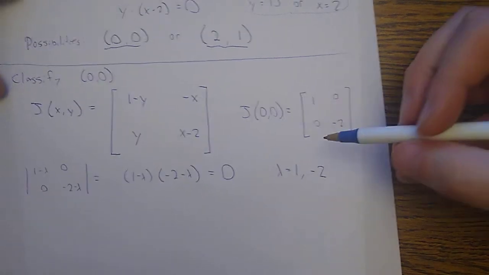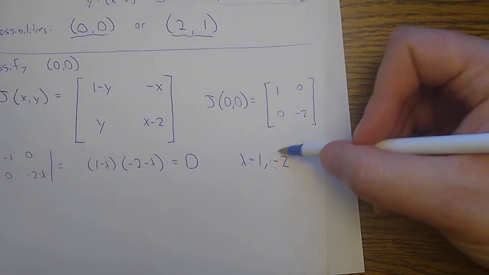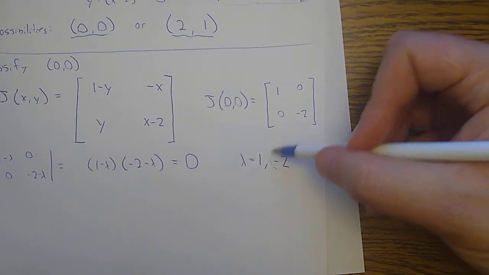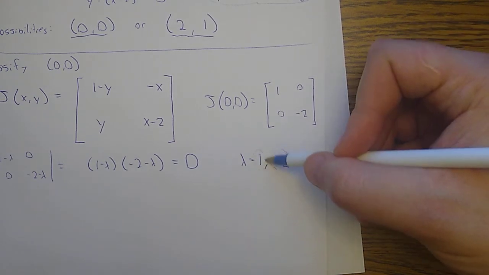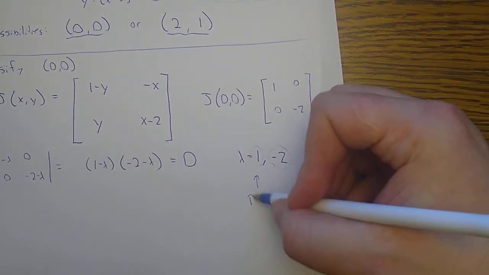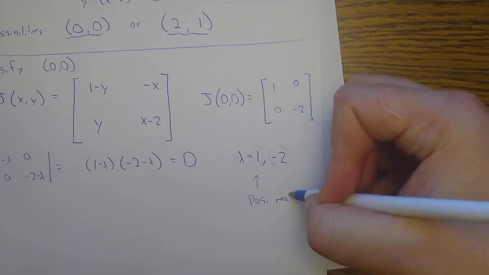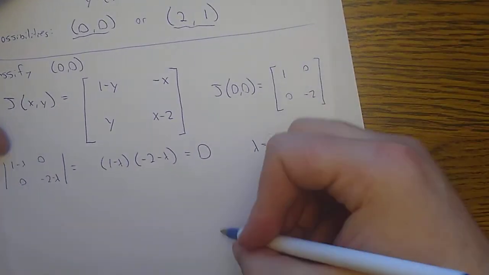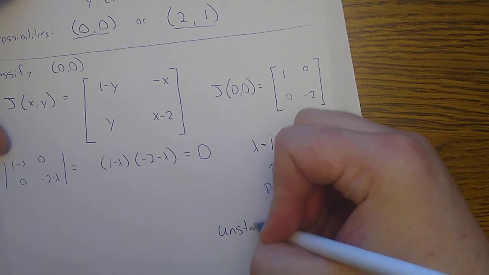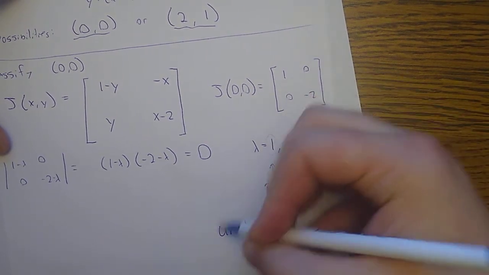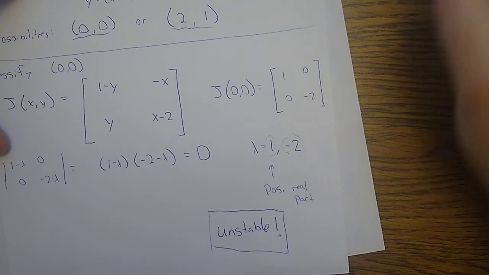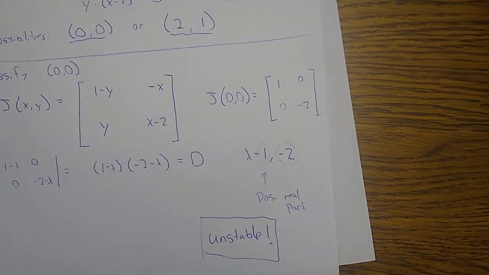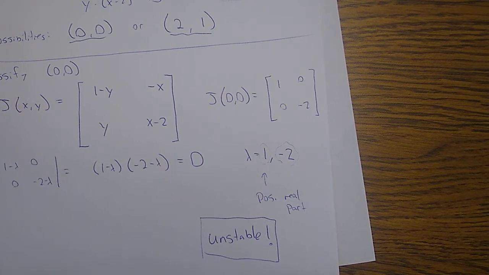So what do we have? We did have one eigenvalue that had a negative real part, but we also had a positive real part. So this is unstable. Which is probably good news for the rabbits and the foxes. Why?